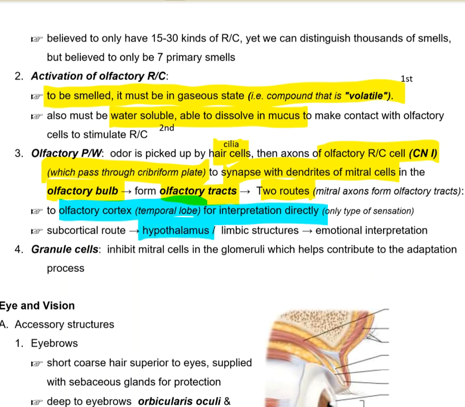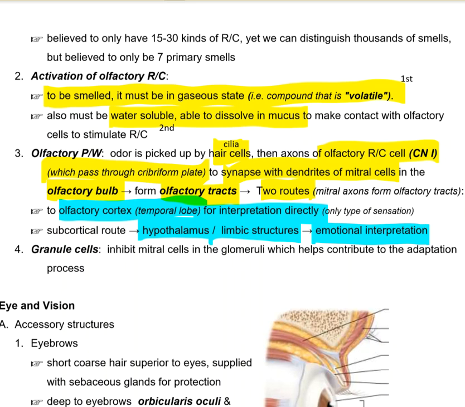And then we also go subcortically to the hypothalamus and to our limbic structures, and this is our more emotional interpretation. Is this a pleasing smell? Does this smell remind us of something from the past? Do we have a link or connection to the smell? So both of those things happen at the same time.